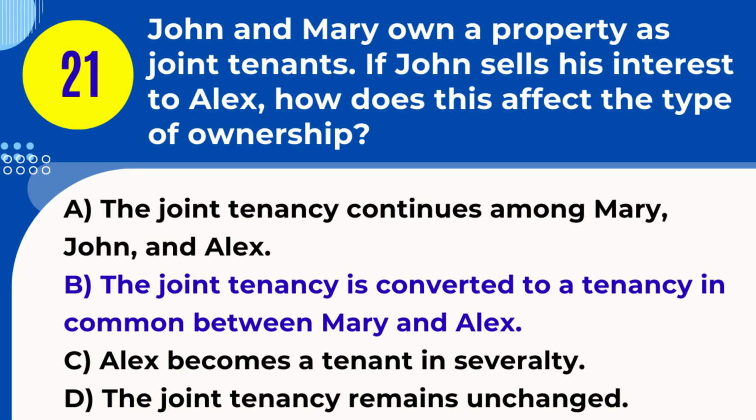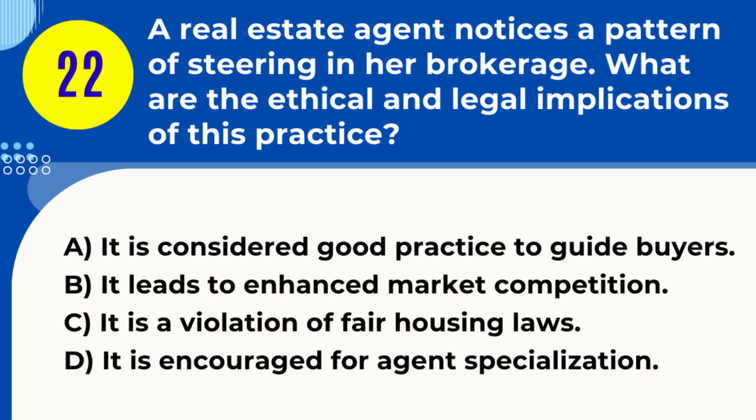Answer: B. The joint tenancy is converted to a tenancy in common between Mary and Alex. Explanation: when a joint tenant sells their interest, it breaks the joint tenancy, converting it into a tenancy in common between the remaining joint tenant and the new owner. Question 22. A real estate agent notices a pattern of steering in her brokerage. What are the ethical and legal implications of this practice?